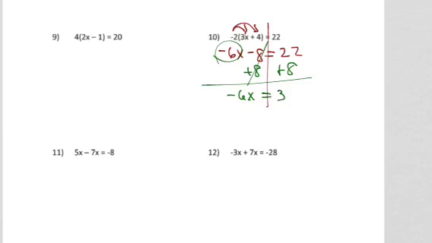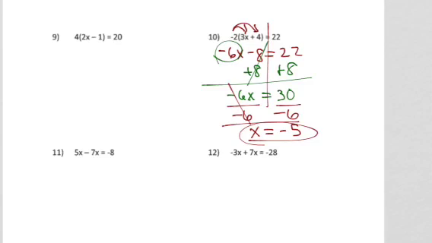Those cancel. Bring down the -6. On the other side, 22 plus 8 is 30. Now, the last step is always a multiply-divide step. The opposite of timesing by -6 is dividing by the same -6. The -6 is reduced down to 1. On the right side, 30 divided by -6 is -5.